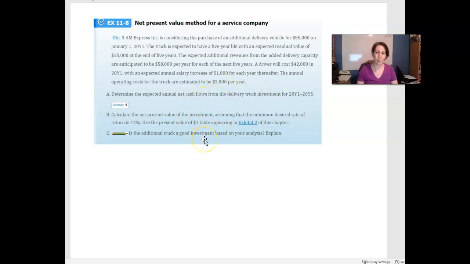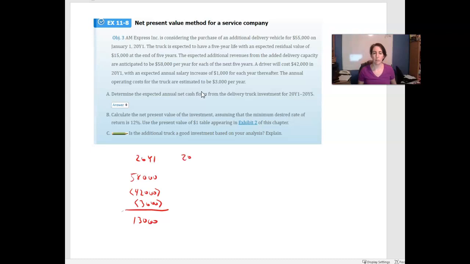So the challenging part of this one is to come up with what the cash flows are. What are the annual net cash flows from year to year? Okay, so I want you to think about this. All right, so the first year, 20Y1, that's how they have it. It's going to bring me an extra $58,000. Awesome. But I'm going to have some costs. Got to pay the driver, right? And I'm going to have costs of $3,000 per year every year of maintenance cost. So really, the cash flows in the first year are $13,000.